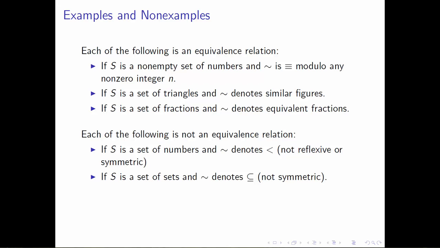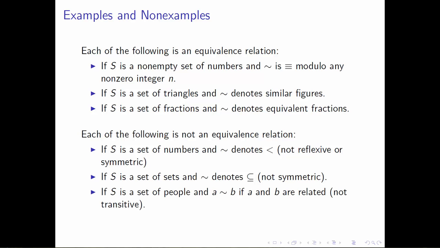If S is a set of sets, and you use tilde to denote the subset relation, then it is true that this will be reflexive and transitive. Any set is a subset of itself, and if A is a subset of B and B is a subset of C, then A is a subset of C. So you have the reflexive property and the transitive property with the subset relation, but you don't have symmetry unless you have identical sets. So if you had one set that was a proper subset of another, then subset would not form an equivalence relation.